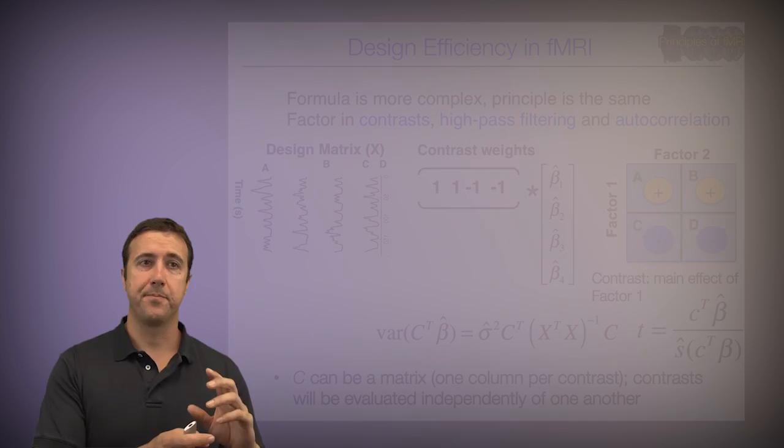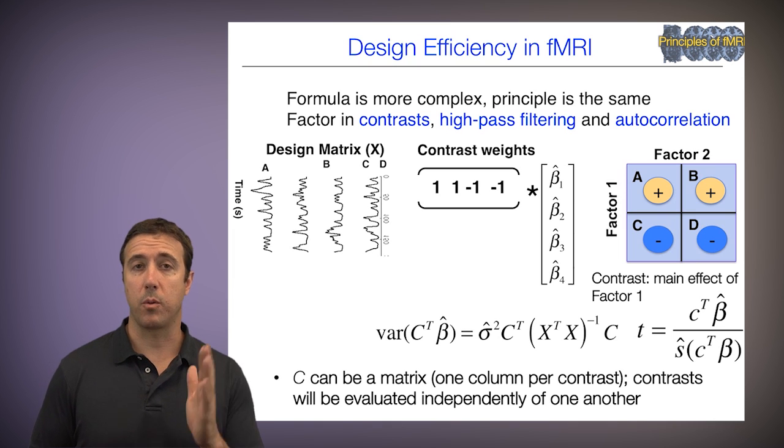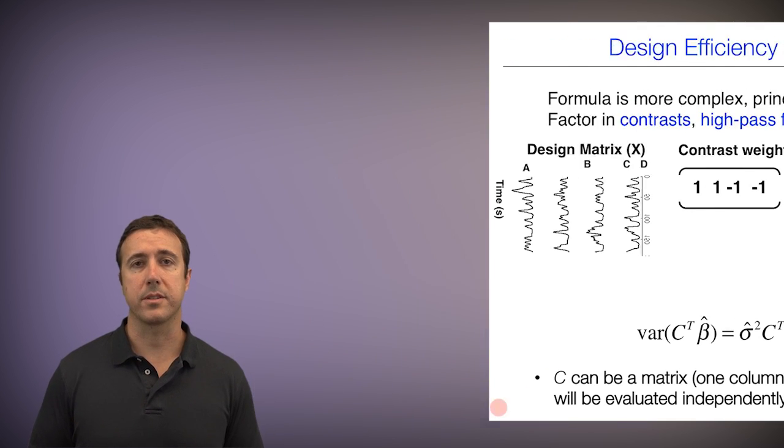So now let's look at the variance of that contrast estimate. All I have to do is take that X transpose X inverse and sandwich it between contrast transpose times contrast. Now the t statistic becomes contrast times beta hat divided by its standard error. So in this way we can factor in any contrast or set of contrasts that we care about. And C can also be a matrix with 1 column per contrast. And in this case, all the contrasts will be evaluated independent of one another. That's how the linear algebra works out.